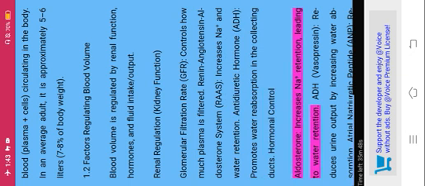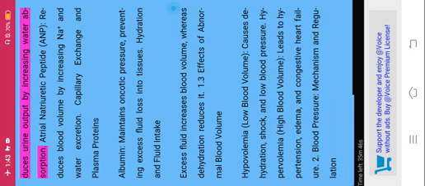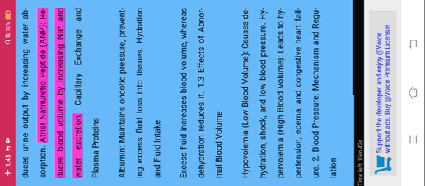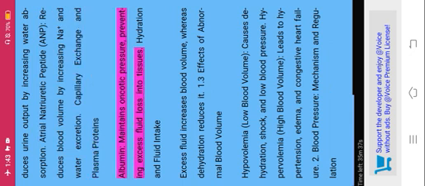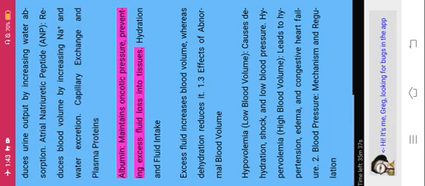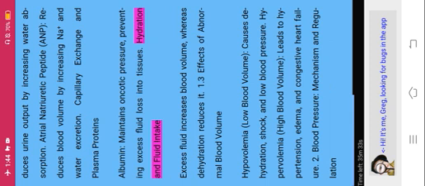Hormonal control. Aldosterone increases Na retention, leading to water retention. ADH, vasopressin, reduces urine output by increasing water absorption. Atrial natriuretic peptide, ANP, reduces blood volume by increasing Na and water excretion. Capillary exchange and plasma proteins. Albumin maintains oncotic pressure, preventing excess fluid loss into tissues. Hydration and fluid intake. Excess fluid increases blood volume, whereas dehydration reduces it.